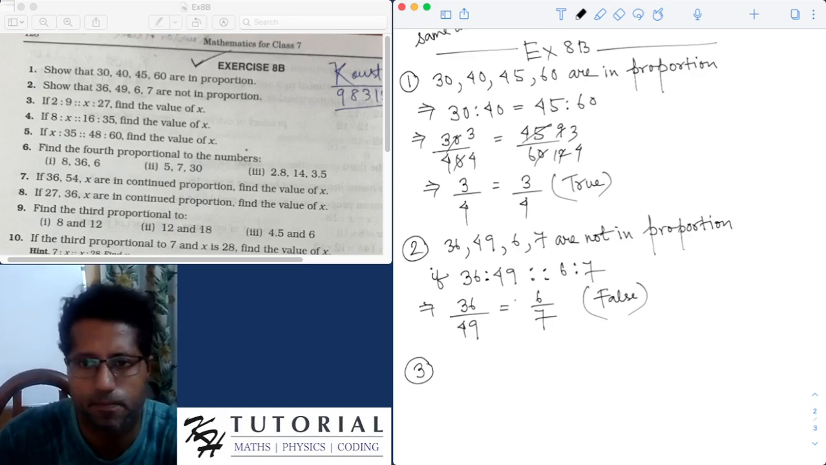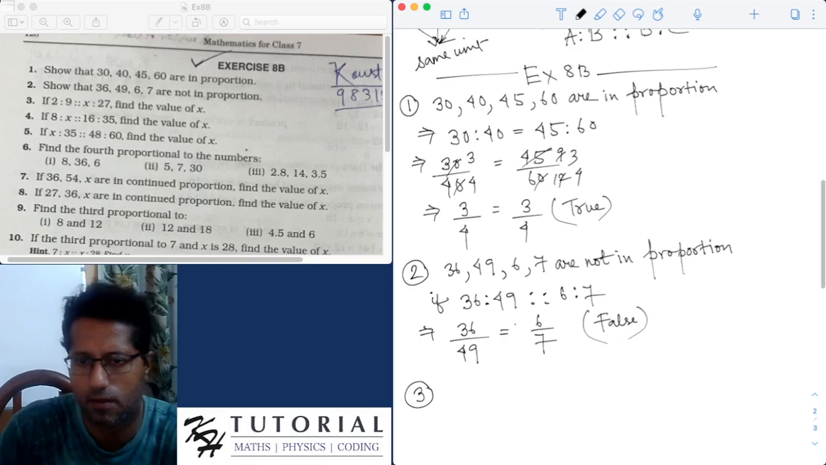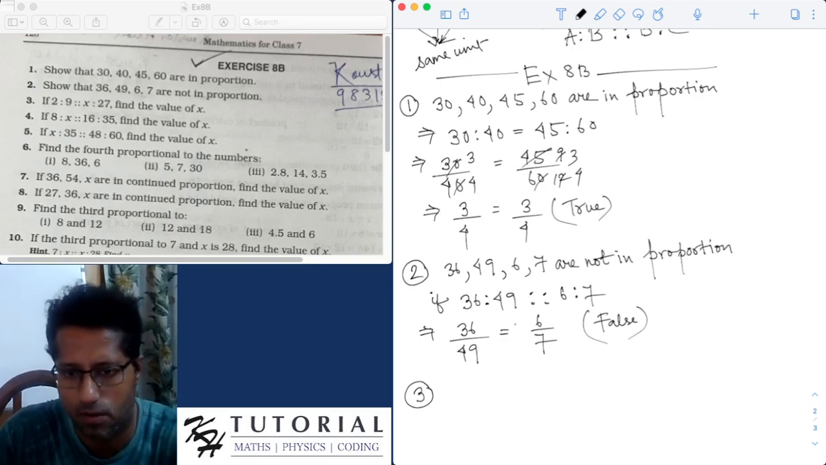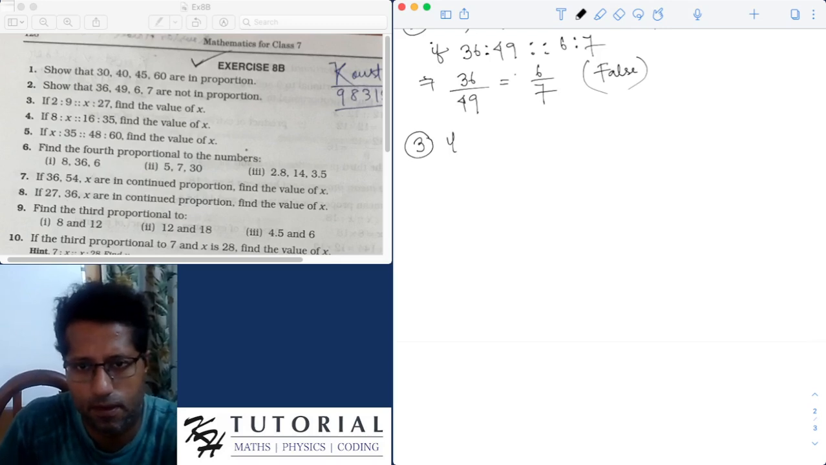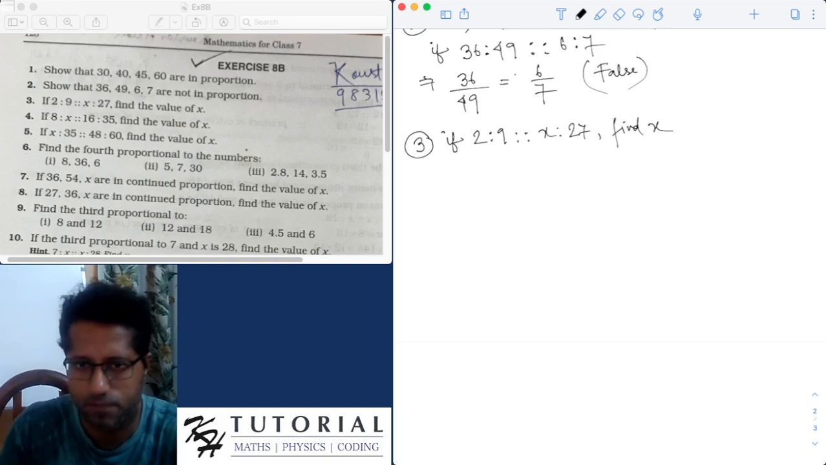Question number 3. While I am solving the problems, you can pause the video and take a screenshot for your reference. Okay. Question number 3 says, if it is given that 2 is to 9 is in proportion with x is to 27, then find x. Okay. So this implies that 2 is to 9 equals x is to 27.